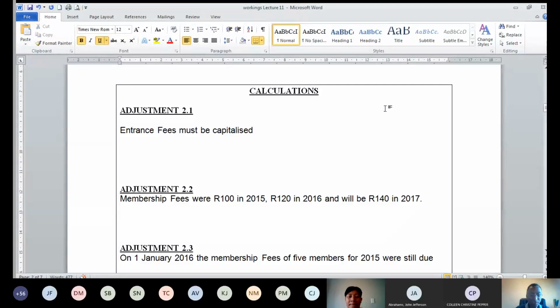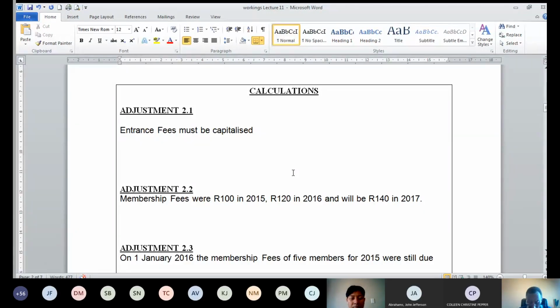Right, guys, we are going through our adjustments now. And the first adjustment that you will see there is telling you that the entrance fees must be capitalized. Now, remember, guys, when I did the theory on this, I had a discussion on your entrance fees. Remember, you can have 3 scenarios here with entrance fees. Sometimes entrance fees must be capitalized. That means the entire amount of entrance fees must go and be treated as equity. Or sometimes they tell you the Constitution determines that entrance fees is regarded as income. Then you take the entire amount of entrance fees and you put that now into your statement of income and expenditure.